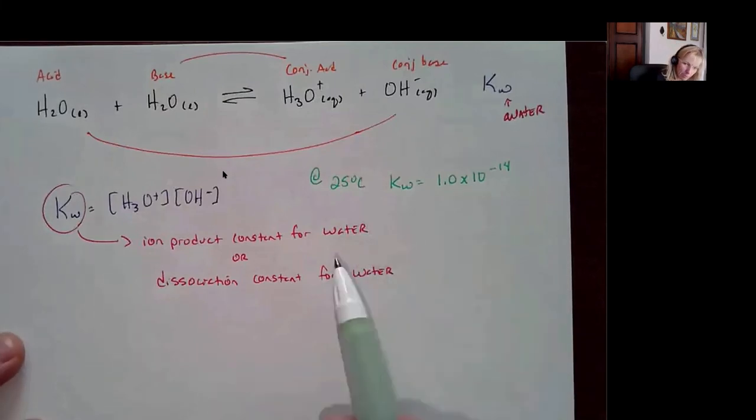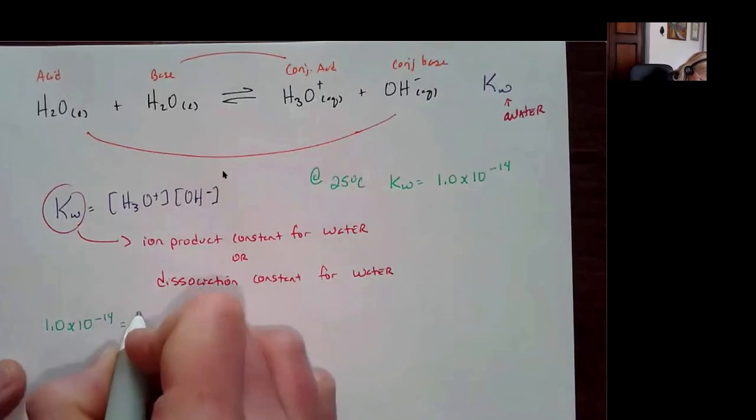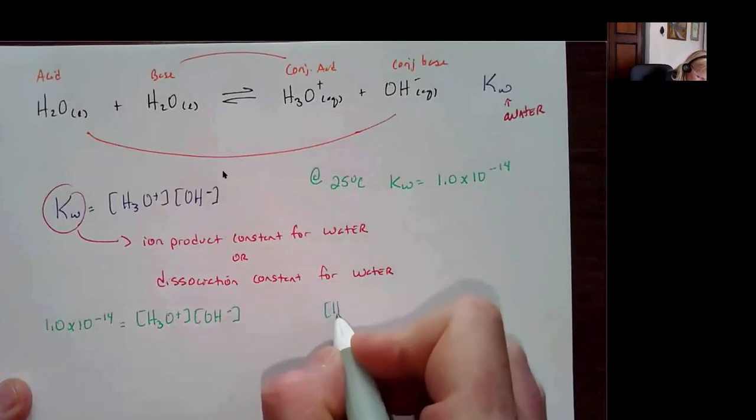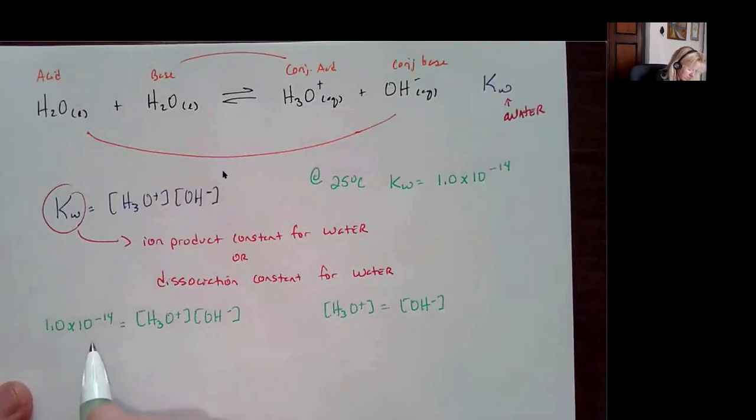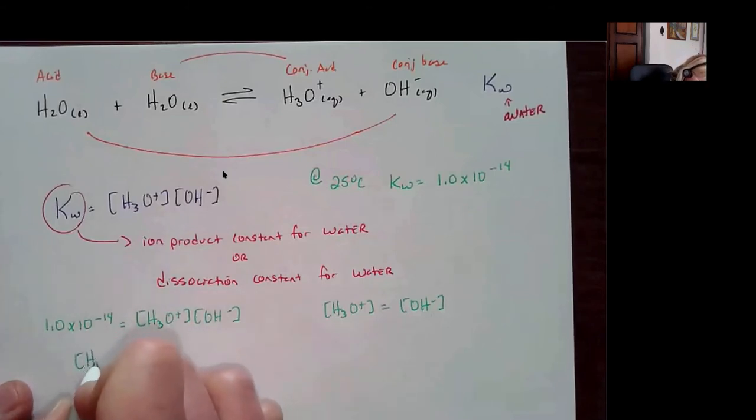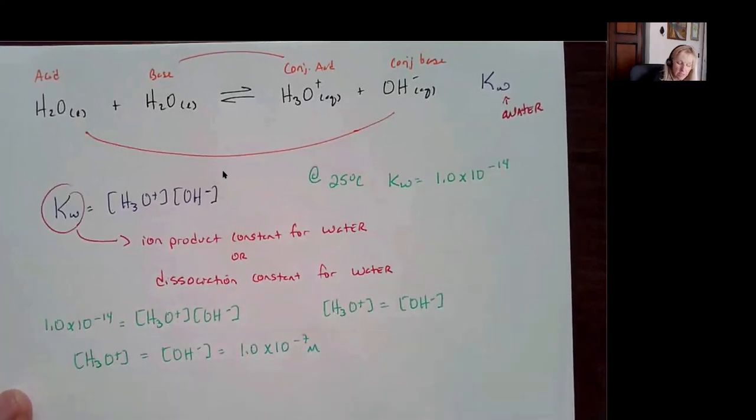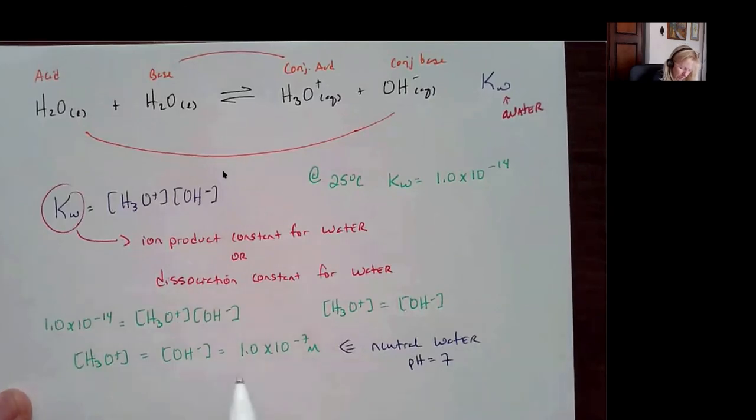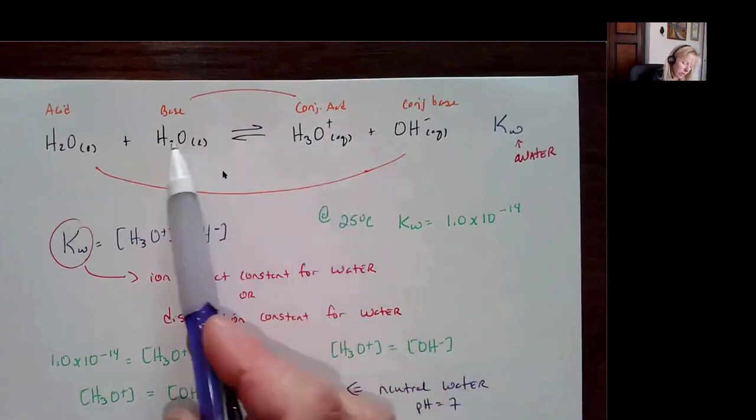And what that means, if I plug that in, so 1.0 times 10 to the minus 14 equals H3O plus times OH minus. If H3O plus equals OH minus, then these are going to be the same, and I'm going to take the square root of that. That means that each of these equals 1.0 times 10 to the minus 7 molarity. This is neutral. This is a neutral pH. Neutral water is going to have a pH of 7. That pH is coming from this small amount of hydronium ion that's being produced when water ionizes.